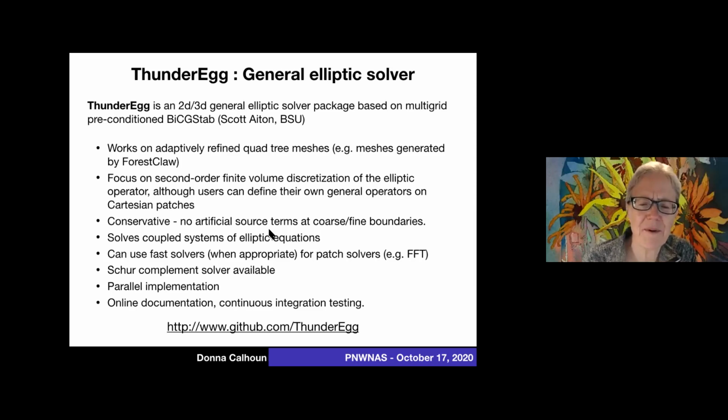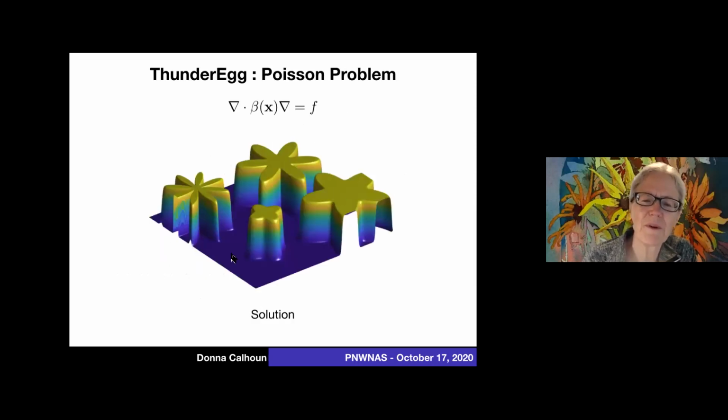Okay, so how far are we in actually getting the Serre-Green-Naghdi solver going? Well, we've put a lot of work into developing a variable coefficient Poisson solver. So that's where we're at now. And we're really close to getting the time stepping. I've been working recently on incorporating this elliptic solver into a time stepping scheme so that we can do the full Serre-Green-Naghdi equations. But essentially all of the components that are needed, including this ability to solve coupled systems, are available in this ThunderEgg software.